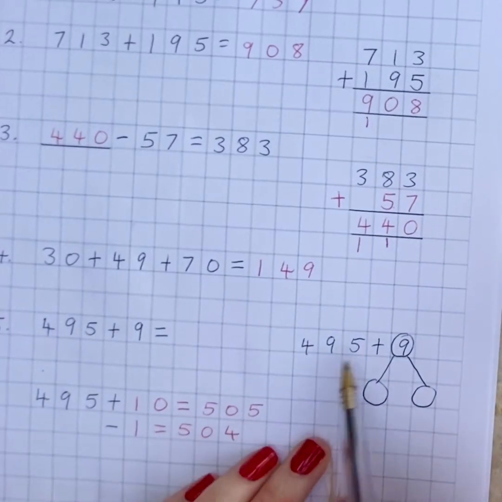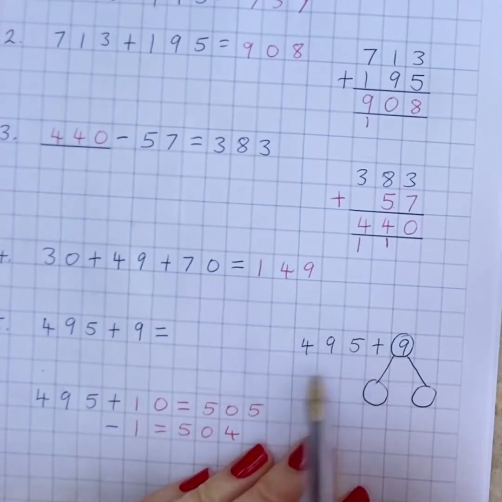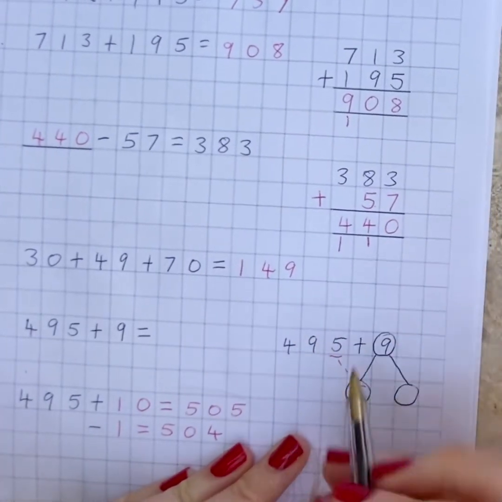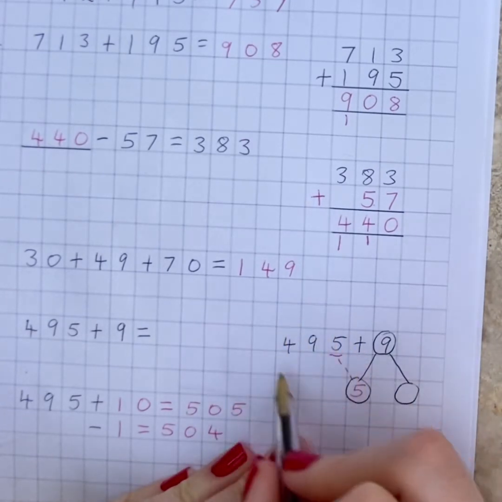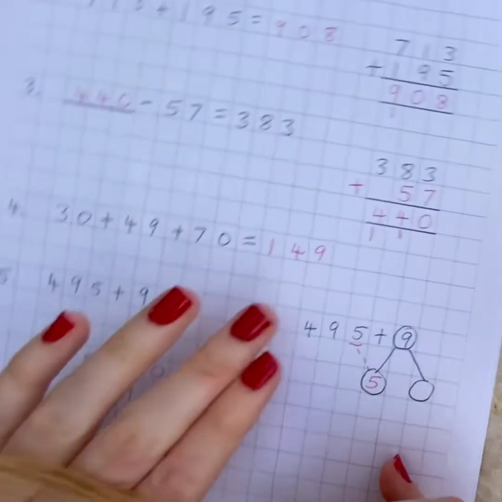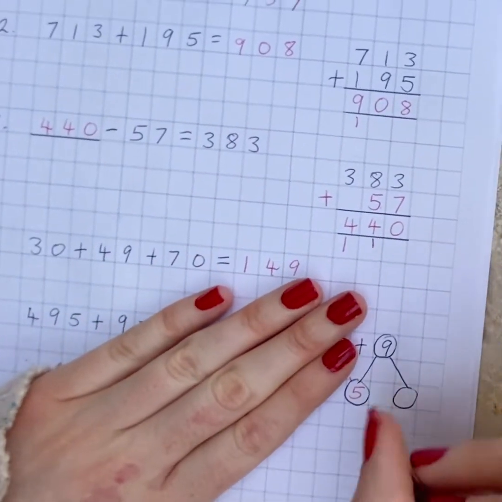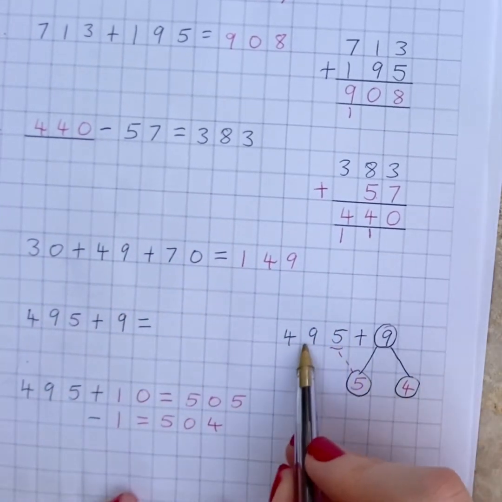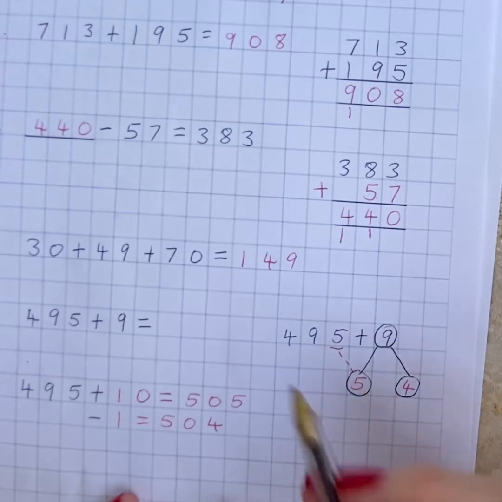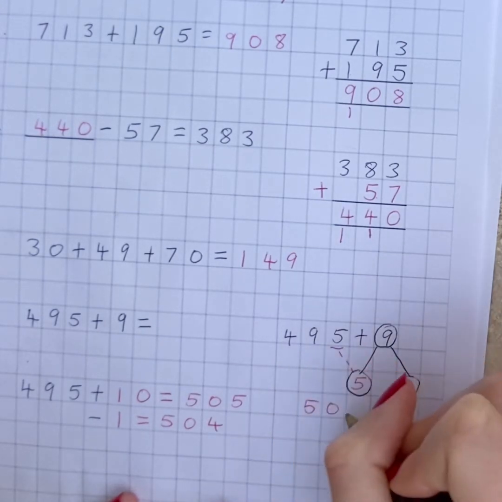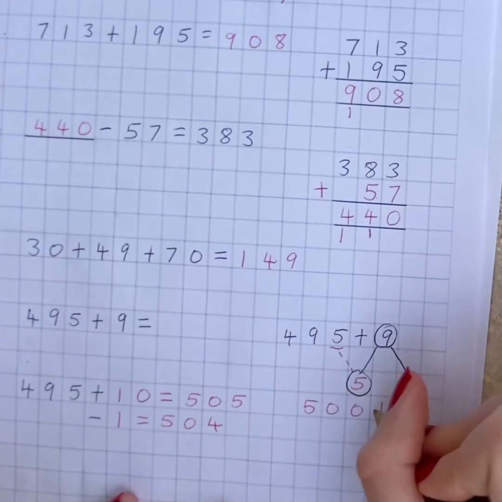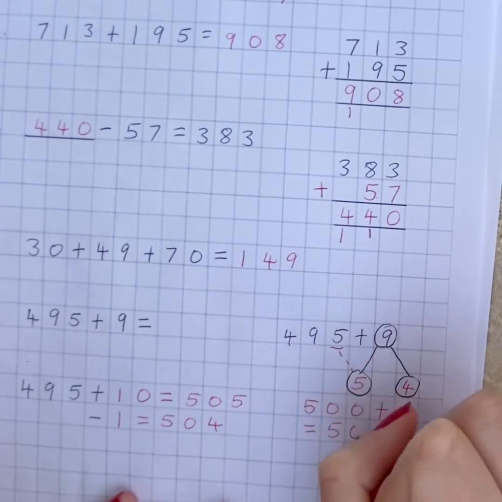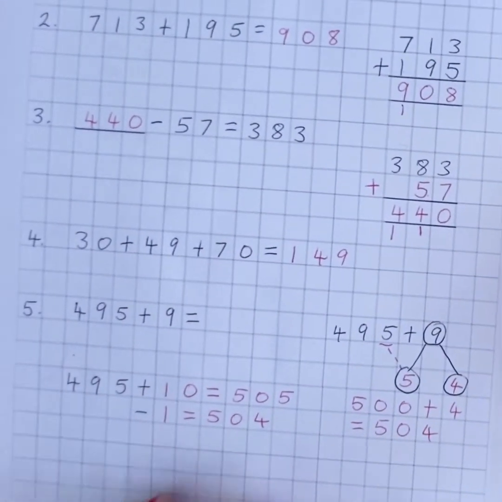Now let's look at the think 10 method. So 495 add 9. We think, right, let's make it up to the next 10 first. So if we had 5 and 5 makes 10, then we've made another 10 here, and then we have to add more. So if we're regrouping the 9 into 5, it will need to be 4. 5 and 4 makes 9. So now we can rewrite the sum. 495 add 5 is 500. So I can write 500. Then we need to add on the extra bit, which is 4. 500 add 4 equals 504. And we can see we got the same answer using those methods.